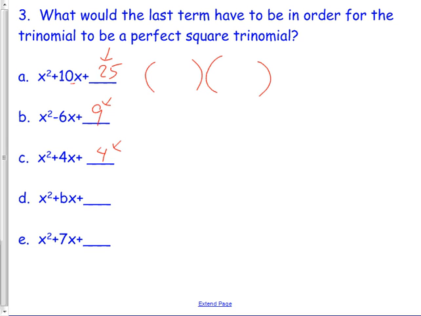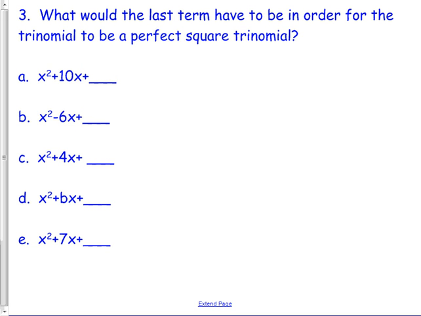Yes. Divide this by 2, which will be 5, and then you square it. 25. Divide that by 2, negative 3, and then you square it. 9. Divide that by 2, and you square it. And so instead of saying dividing by 2 and then square it, we have a shortcut name for this. Half and square. Half and square. Okay? So half and square it.